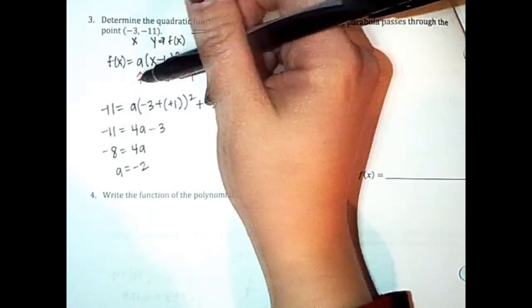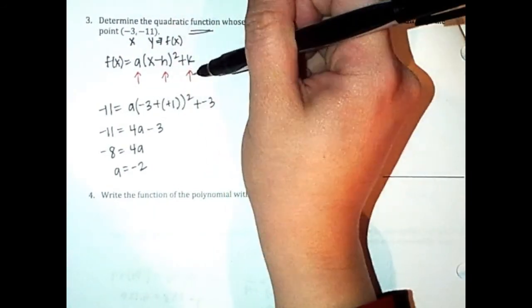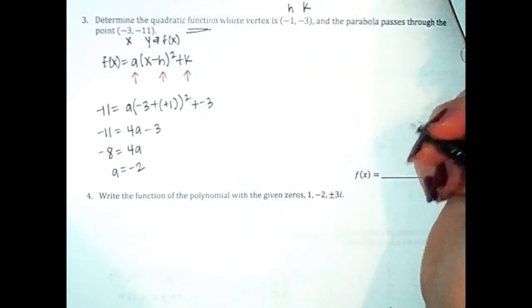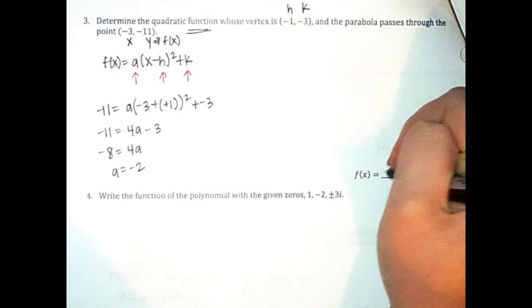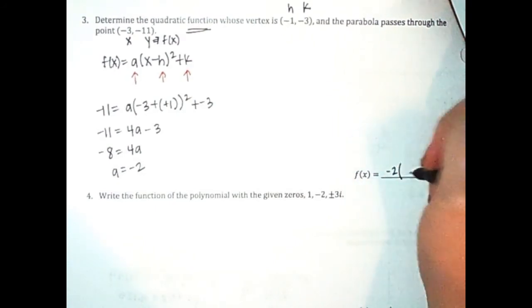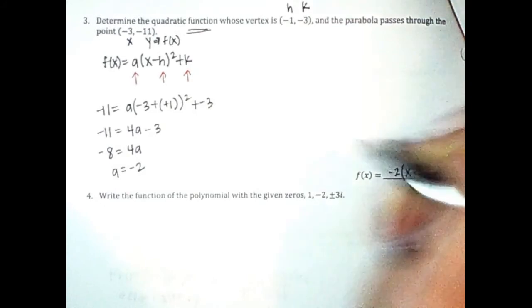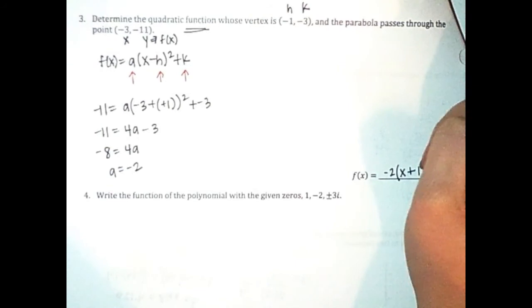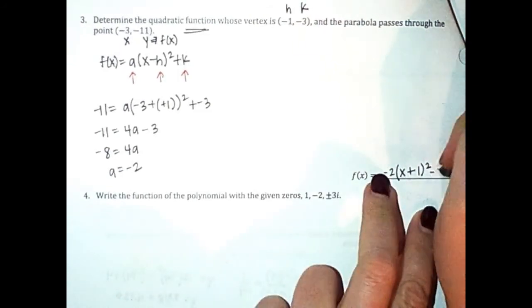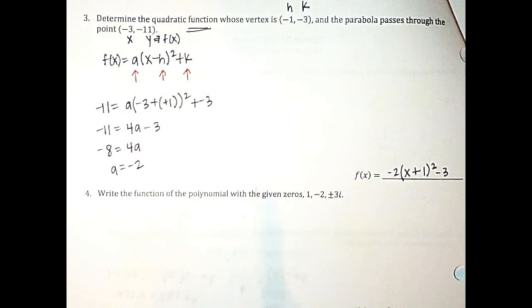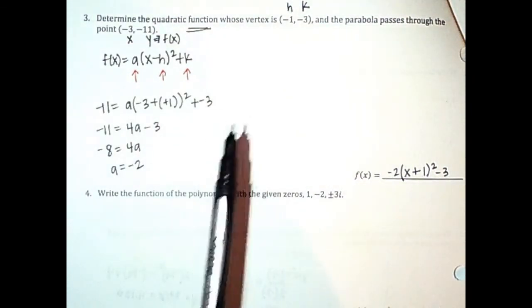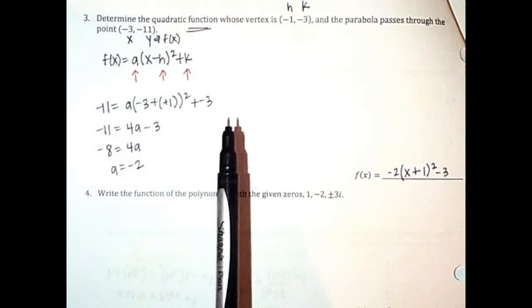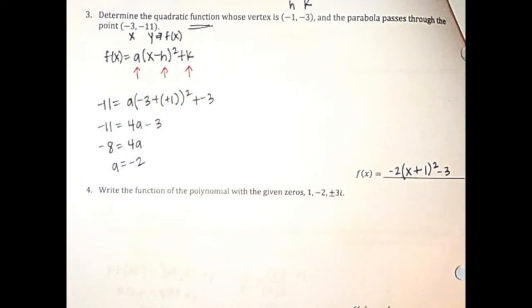So now I have my a value, I have my h value, and I have my k value. So I can just plug all that information in to my function. So negative 2 times x minus my h value. So since my h value is negative, I'm going to make it plus 1 squared minus 3. Now, make sure you understand this because this one is then going to be used later and going to help us with number 5 when we get to that one. So that wraps up the problem for number 3.